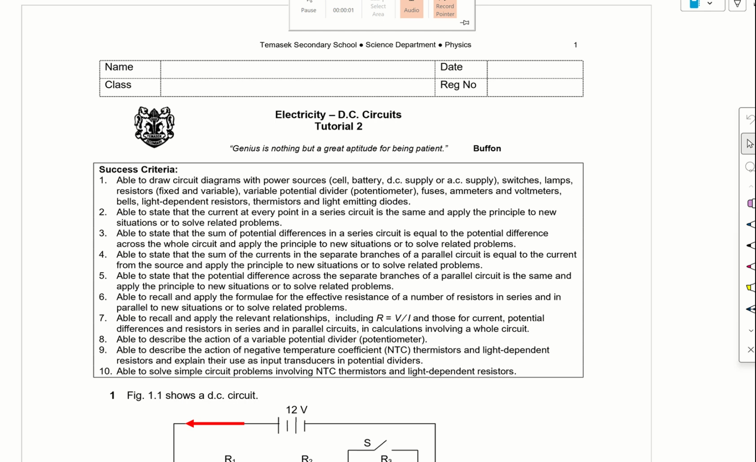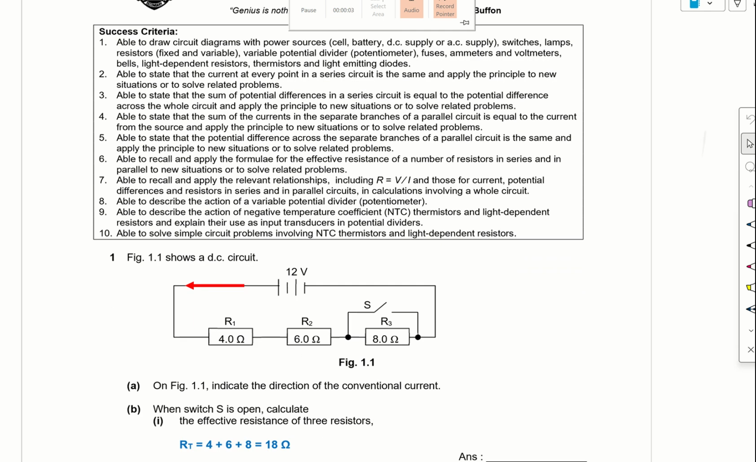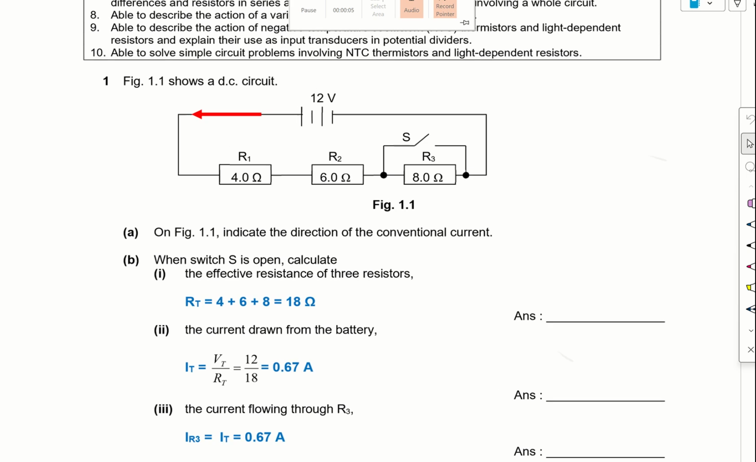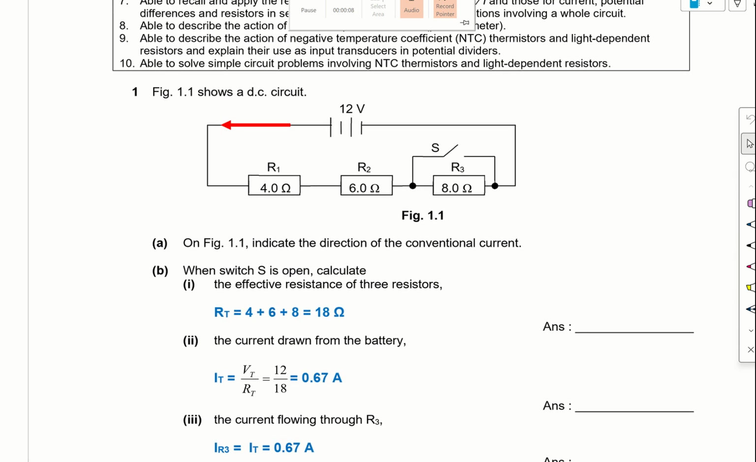Okay, for this video, I'll be going through DC circuit tutorial 2. Okay, figure 1.1 shows a DC circuit. On figure 1.1, indicate the direction of the conventional current.